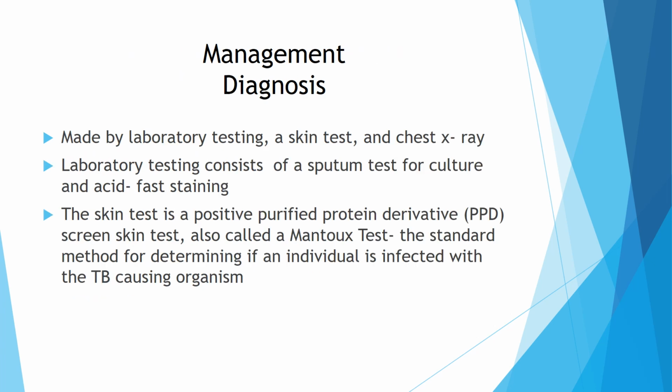So diagnosis is made by laboratory testing, a skin test, and then a chest x-ray. Laboratory testing will consist of a sputum test for culture and then acid-fast staining. The skin test is a positive purified protein derivative, that is PPD, and we are all acquainted with the PPD, right, because we get them to check. It's also called a Mantoux test, which is the standard method for determining if an individual is infected with the TB-causing organism.